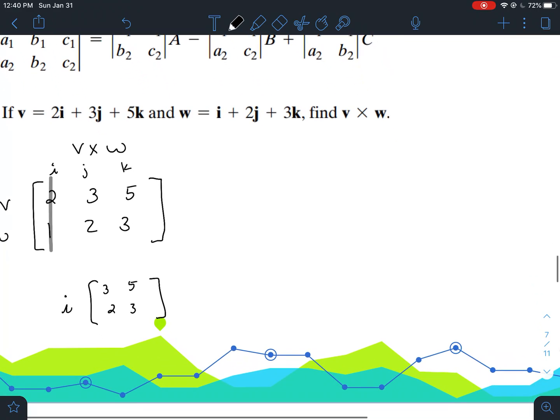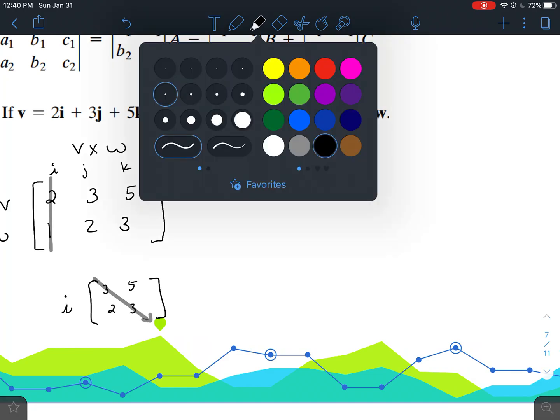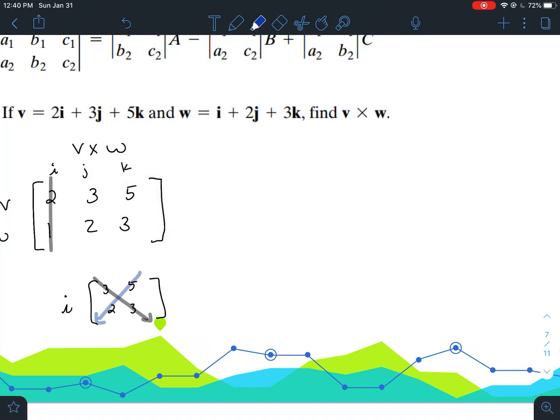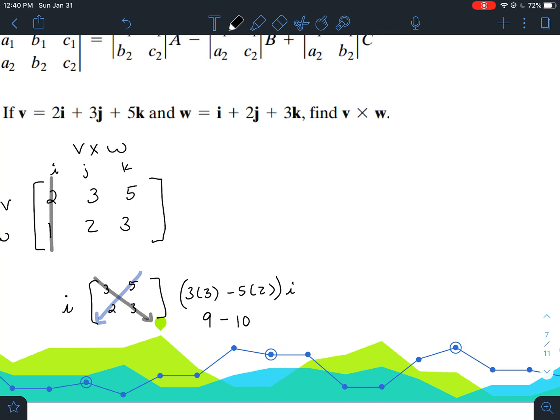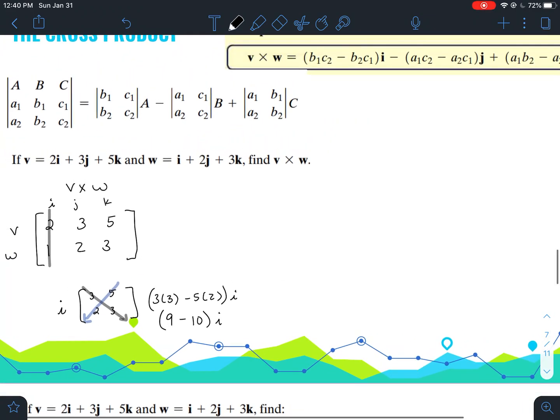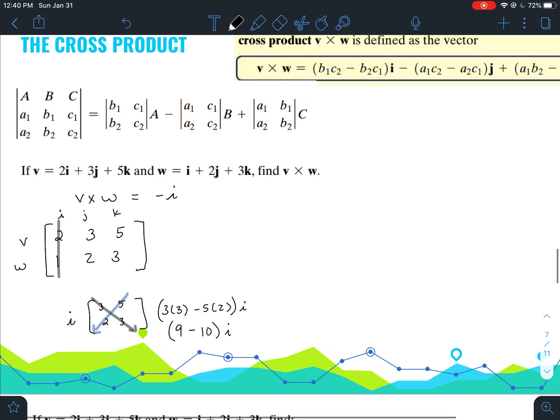If you remember how to find a determinant, you multiply the two diagonals. We take 3 times 3 minus 5 times 2, and that's going to be our new i component. So 3 times 3 is 9, minus 5 times 2 is 10. So 9 minus 10 is negative 1. Our i component is going to be negative 1i.